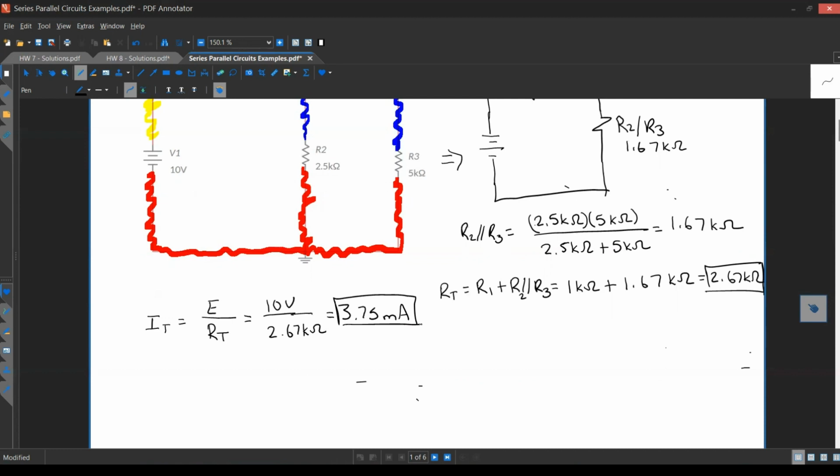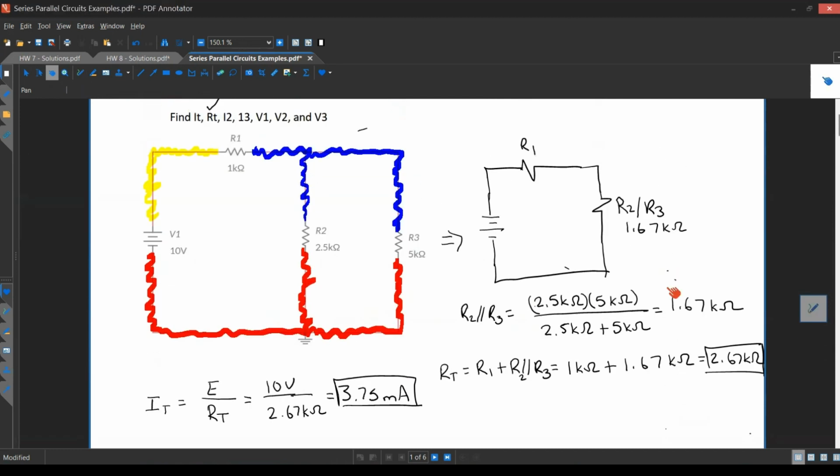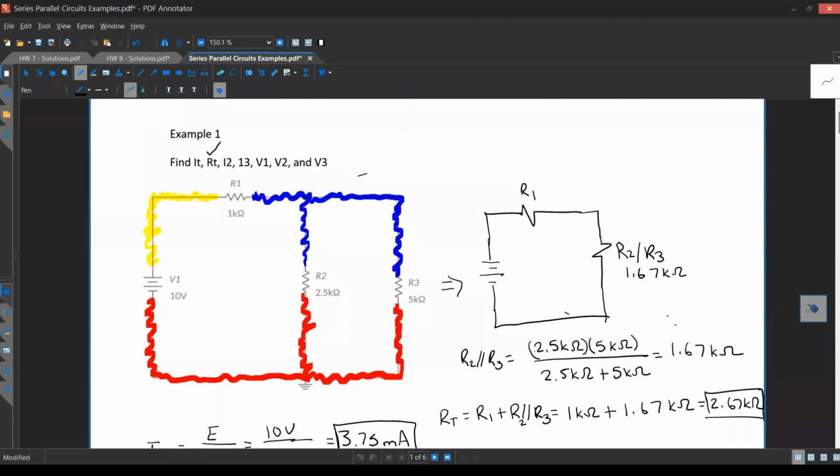All right. So that's my I total. And so where is my I total? First of all, I total is always going to be whatever is coming from the source. So whenever you look over here on this circuit, I total is still going to be right here.